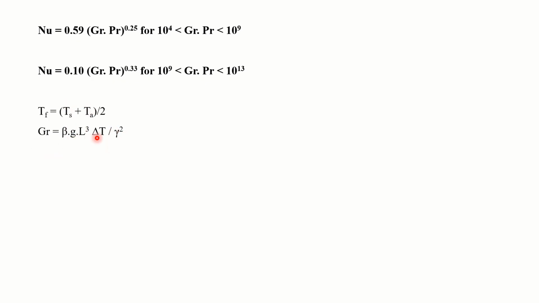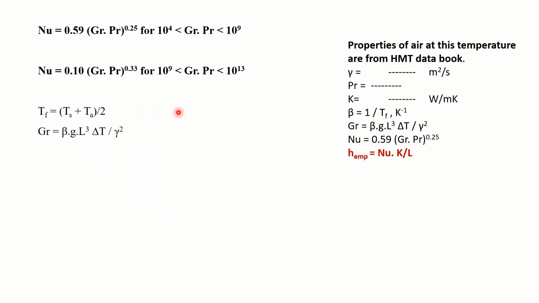The property data involved in this expression can be obtained from the data book at film temperature. As I mentioned earlier, film temperature is the average between surface and fluid temperature. So first you calculate this average temperature, and at this temperature, from the data book, note down the property data: kinematic viscosity, Prandtl number, thermal conductivity of air, and the coefficient of thermal expansion, that is the inverse of film temperature, with the film temperature substituted in Kelvin. With all these data, Grashof can be calculated. By substituting Grashof and Prandtl in the appropriate equation, you will get the Nusselt number. The Nusselt number can be written as hL/k, where h is the heat transfer coefficient, L is the length of the pipe, and k is the thermal conductivity of the fluid. By rearranging the expression, you will get the empirical value of the heat transfer coefficient.